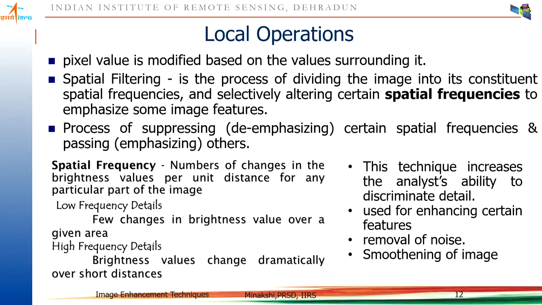Then the second case can be the value changes gradually. From 10, the next pixel goes to 15, the next pixel goes to 20, and gradually it changes over an area. So this is called low frequency details in an image, where the DN values are changing very gradually. And high frequencies would be when the DN values going from one pixel to another have a sudden change, a drastic, dramatic change. So these are high frequency details in the area. This is a new term which I've introduced here, spatial frequency.